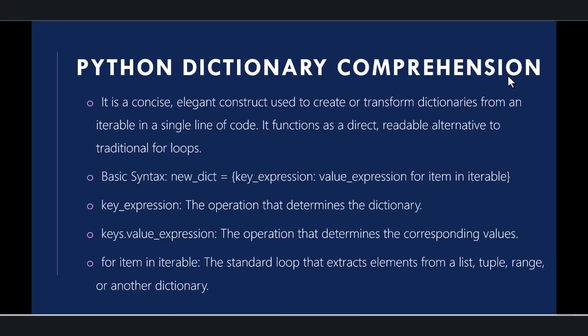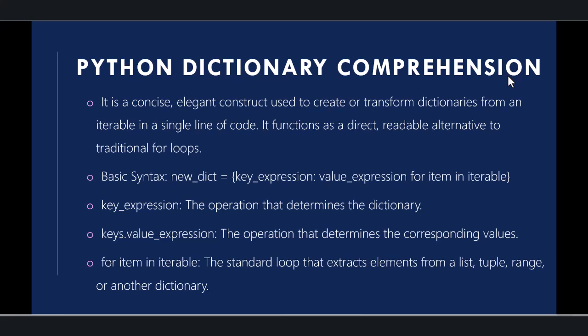Then, key expression is the operation that determines the dictionary keys, what operation it should perform. Then, value expression is the operation that determines the corresponding values. One is the operation that determines the keys and another is the operation that determines the corresponding values.